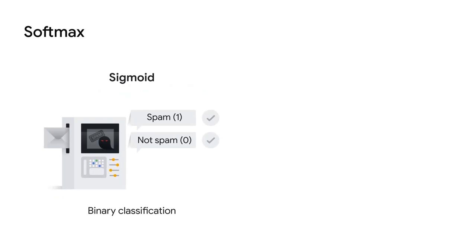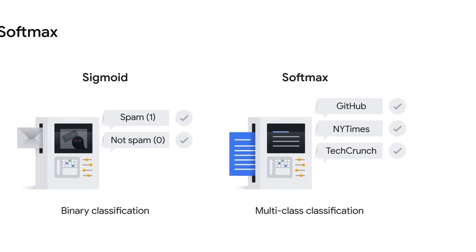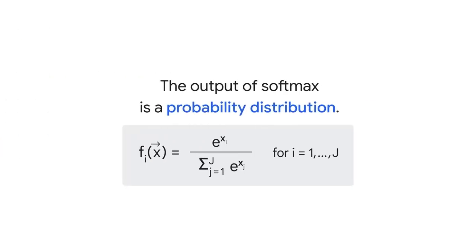Another interesting and important activation function is called softmax. Think about sigmoid. It generates a value from 0 to 1 and is used for binary classification in logistic regression models. An example for this would be deciding whether an email is spam. What if you have multiple categories, such as GitHub, New York Times, and TechCrunch? Here you must use softmax, which is the activation function for multi-class classification. It maps each output to a 0-1 range in a way that the total adds up to 1. Therefore, the output of softmax is a probability distribution.